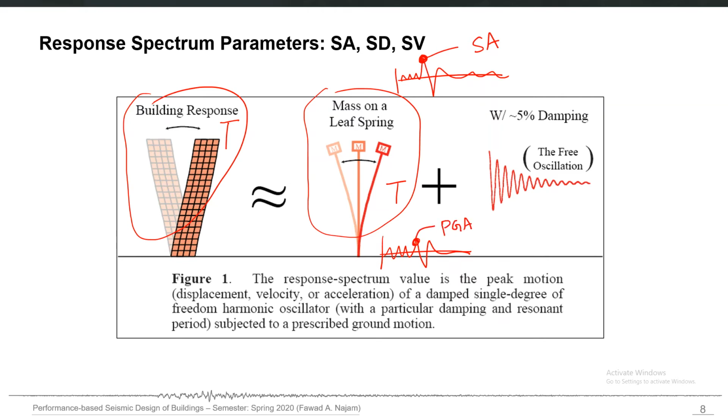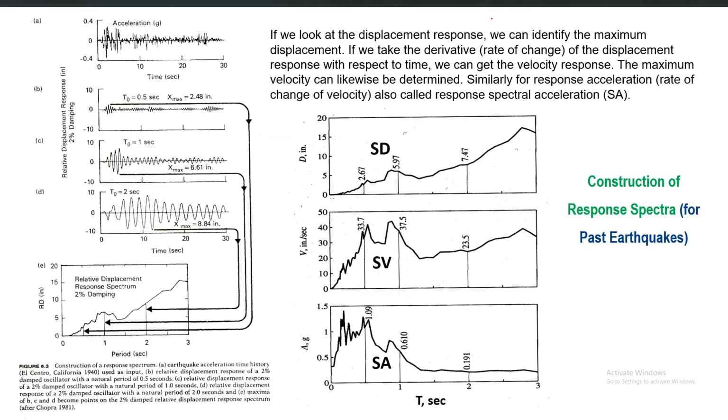So now we shift from PGA to spectral acceleration. That is more meaningful compared to PGA. For past earthquakes, we can calculate the spectral acceleration for different possible single degree of freedom systems against one particular ground motion.